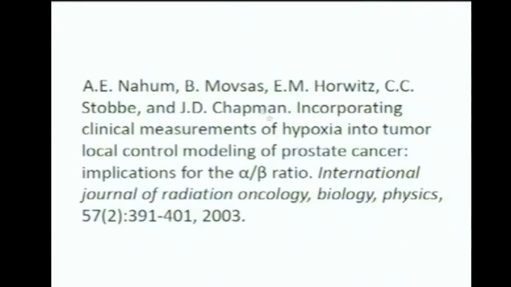And this is the last opposition point I want to bring up, and this is the one that I wasn't able to find a convincing enough rebuttal by Jack Fowler to get me back on his side. The title of the paper is Incorporating Clinical Measurements of Hypoxia into Tumor Local Control Modeling of Prostate Cancer: Implications for the Alpha-Beta Ratio. This group argues that 20% of the cells in the tumor are usually hypoxic, and this may be the cause for bringing the alpha-beta ratio down.